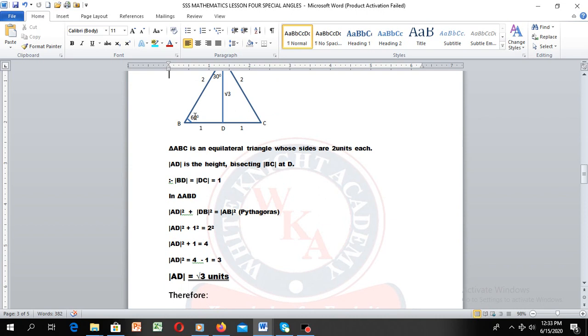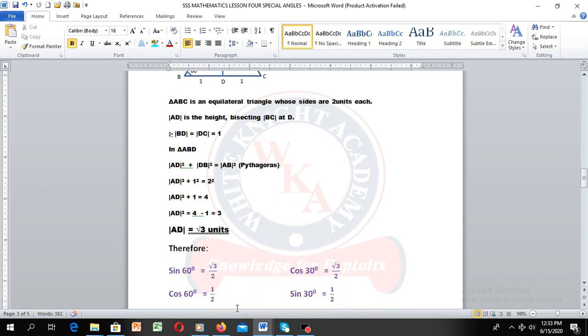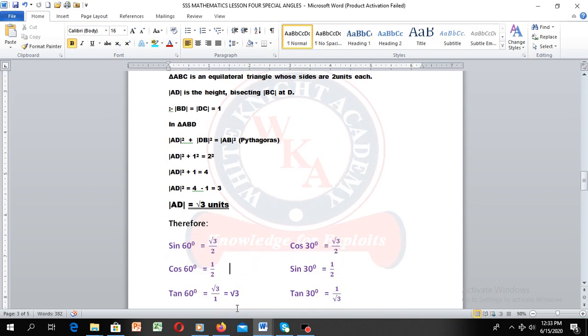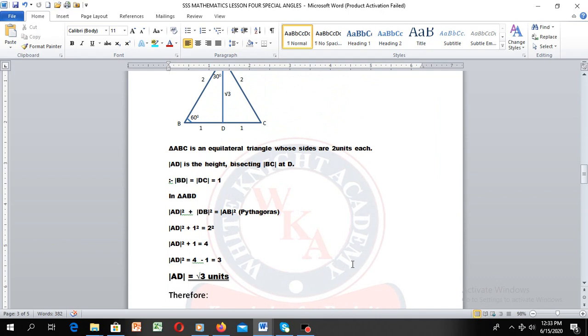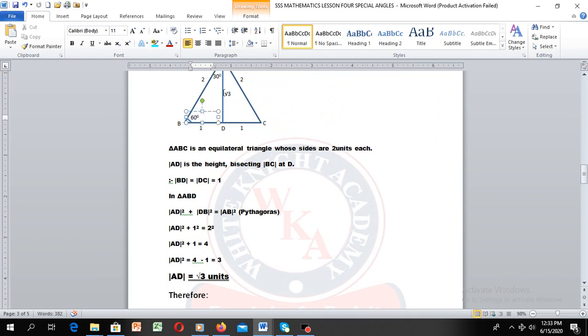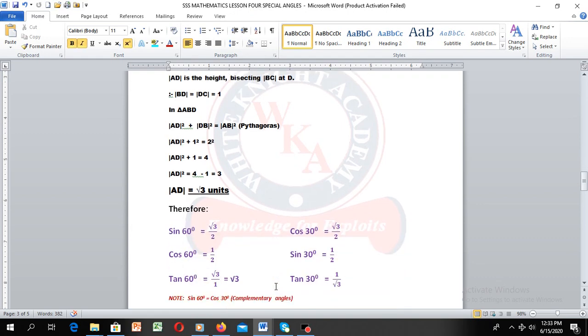Then cos 60 also. Cos is adjacent over hypotenuse. So cos 60 is equal to adjacent. This is our adjacent. This is our hypotenuse. So that means that will be 1 over 2. Cos 60 degrees is 1 over 2. And then we are left with tan 60 degrees. So from our triangle, tan is opposite over adjacent. Tan 60 is opposite, root 3, over adjacent. So tan 60 degrees is going to be root 3 over 1, and root 3 over 1 is root 3.